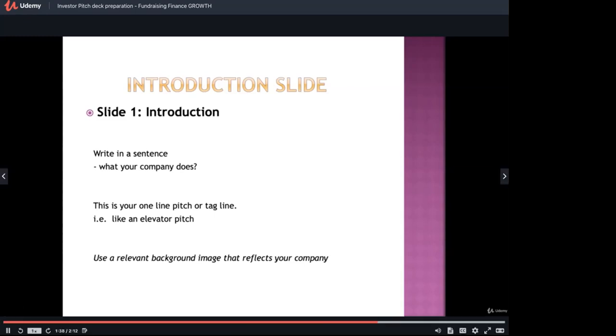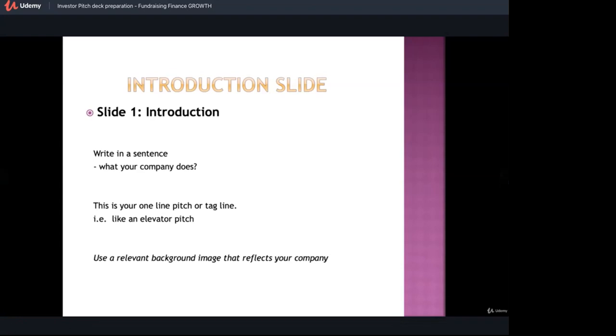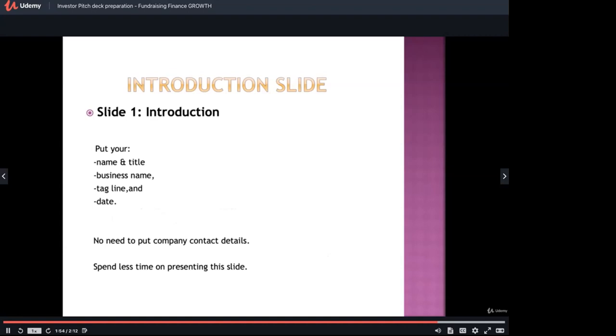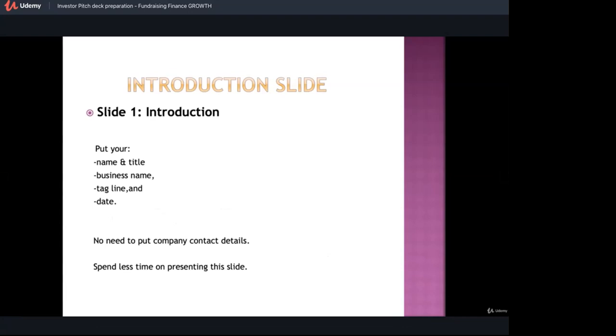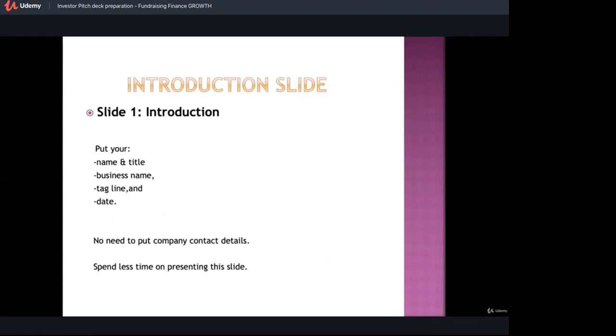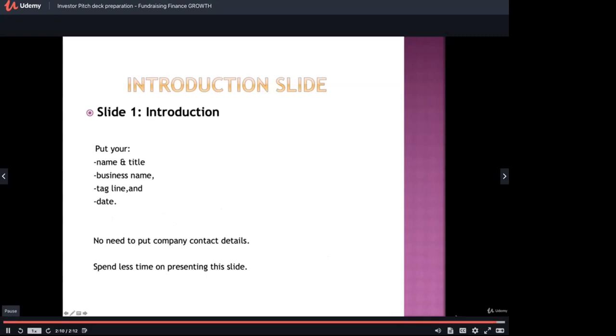Use an image in the background that reflects what your company is about. For example, if it is about travel, then put a picture of a holiday scene. Write the name of the company, the speaker's name and his title, the tagline, and the date. No need to put your company contact details. Spend less time on presenting the slide as it has less content.